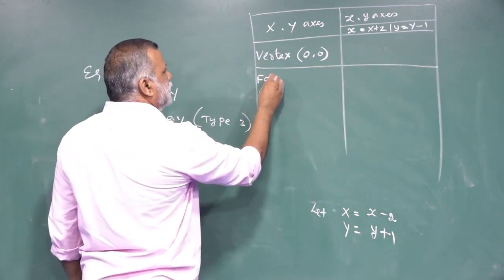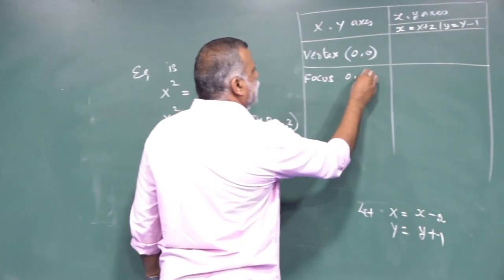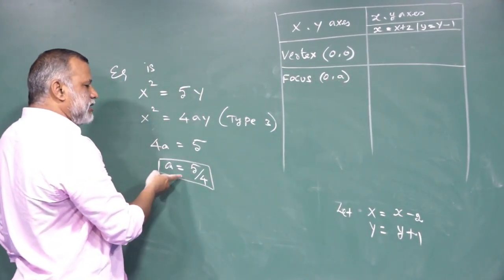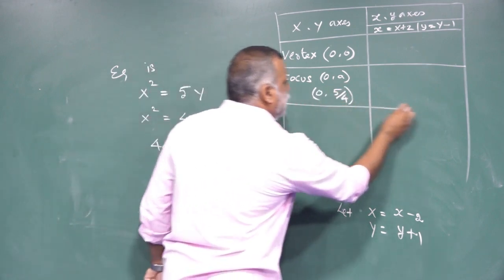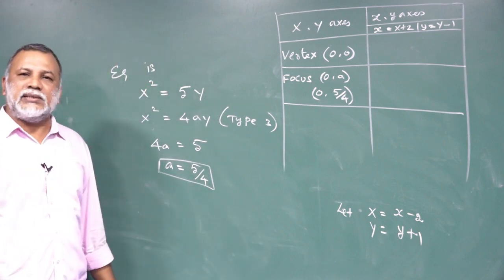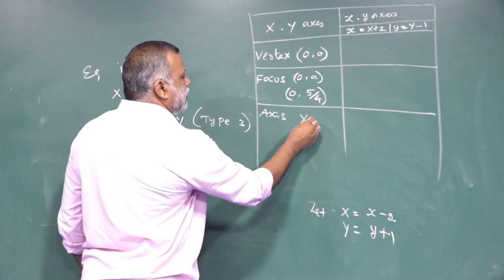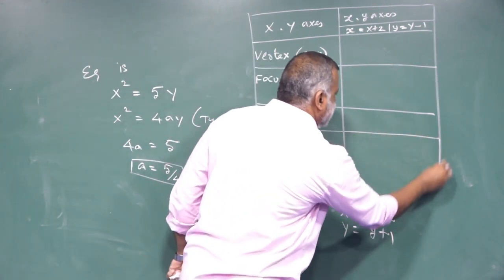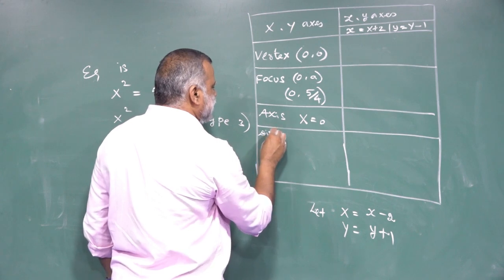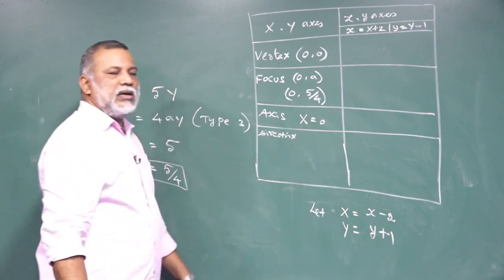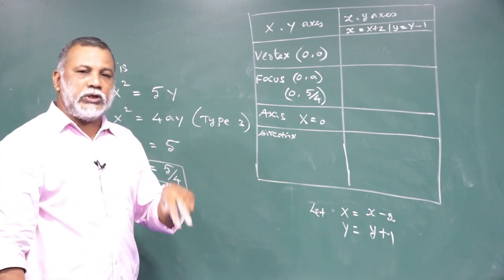Now the focus. This is type number 3. The focus is 0, a. 0, a is already worked out. See here, a is 5 by 4. So 0, 5 by 4. Now for type number 3, the axis is the y axis. Its equation is x equal to 0. The axis is the y axis, its equation x equal to 0. Now the directrix.